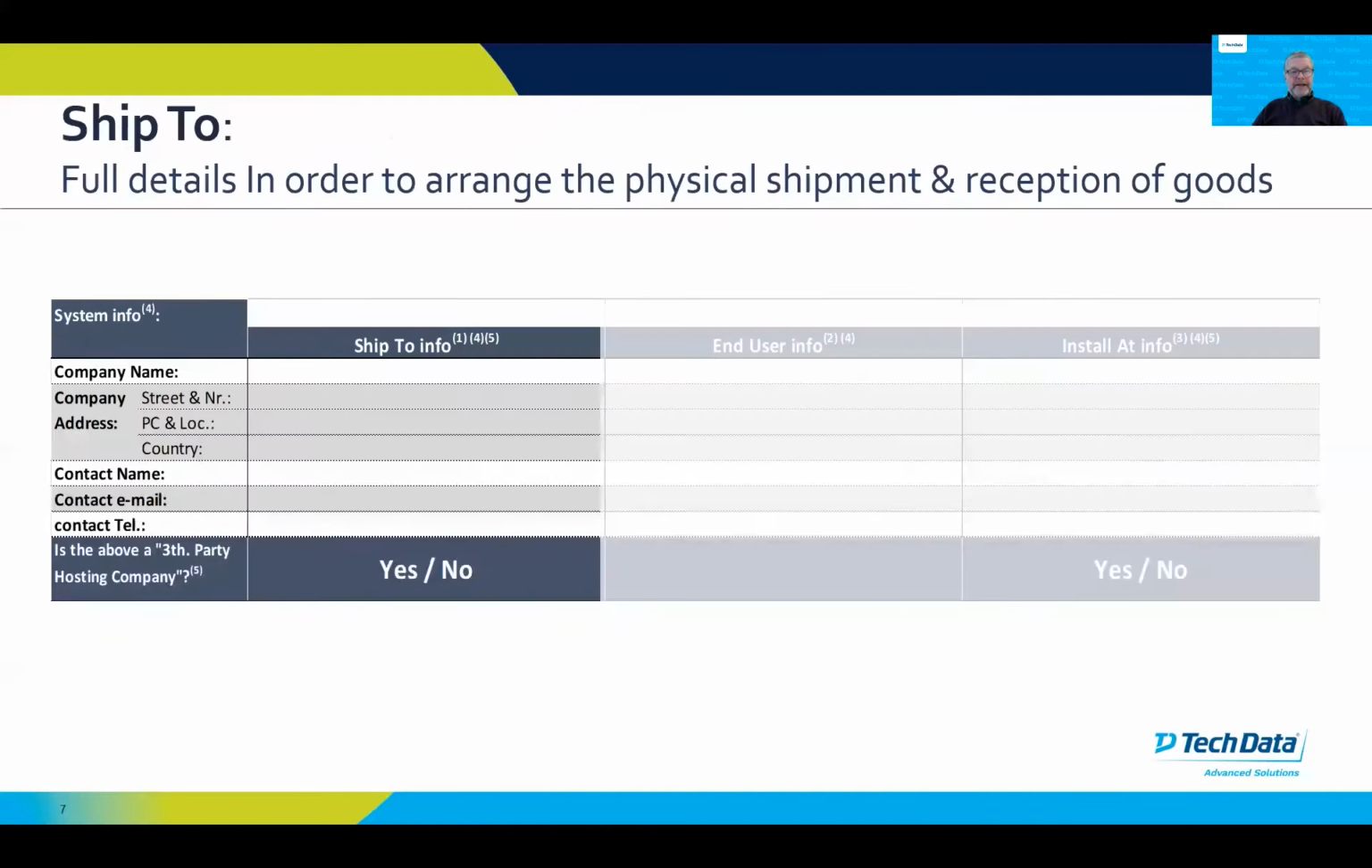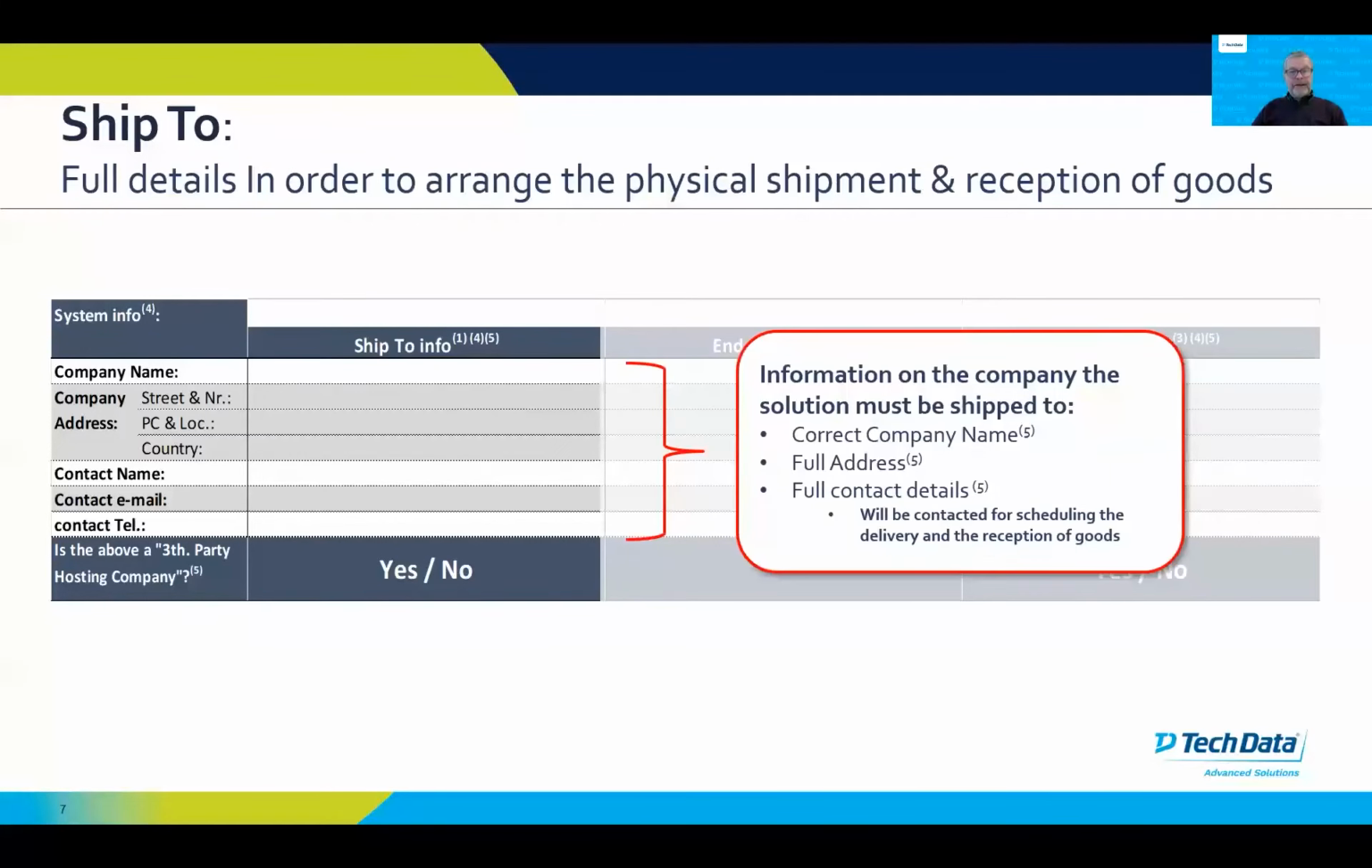Let's have a look at the template. The first item is the ship-to information. Those are the details of where the solution must be shipped to, including a correct contact name and contact details, as the transporter will most likely contact that person to make arrangements for the actual delivery.